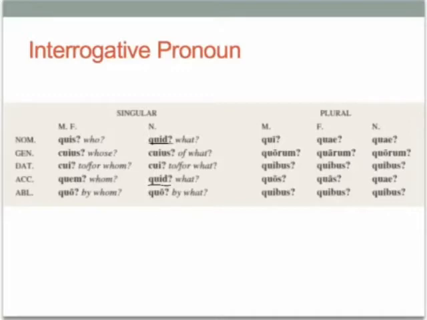And you also have the quis, which is different. And the masculine and feminine share the same forms. After that, it's the same as the relative pronoun. Qui, quae, quae, quorum, quarum, quorum, quibus, quibus, quibus, quos, quas, quae, quibus, quibus, quibus.